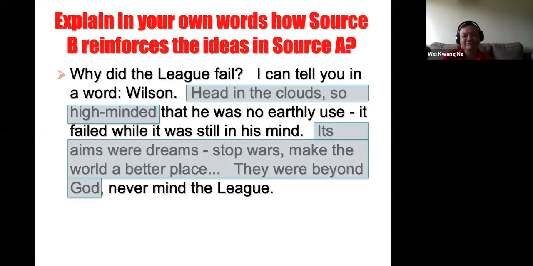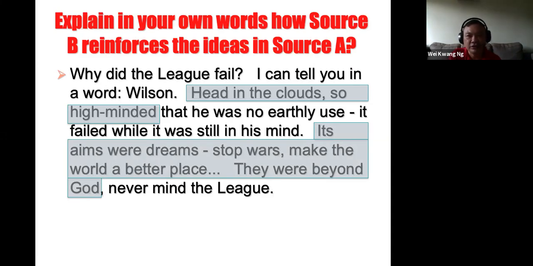The big aims, big dreams. Very good. The big aim. The aims were similar. That means that both of them acknowledge that the LON is supposed to do certain things: to stop war, to make the world a better place. Of course, source B is shorter. They actually summarize everything. Very good.